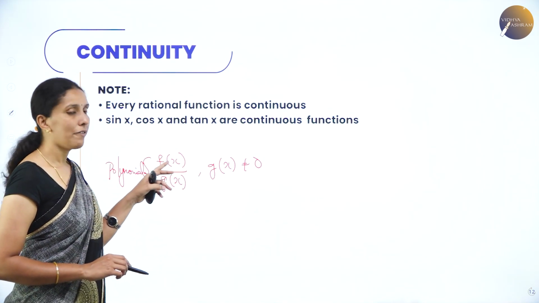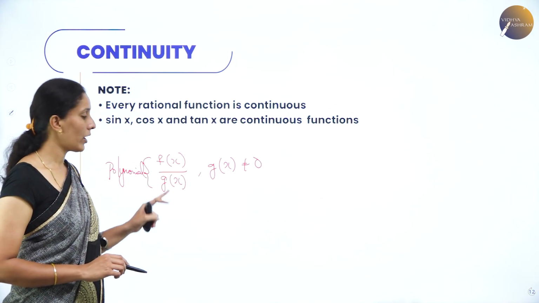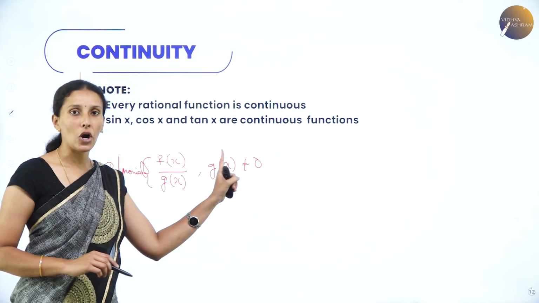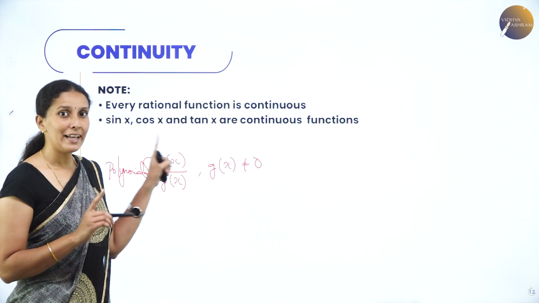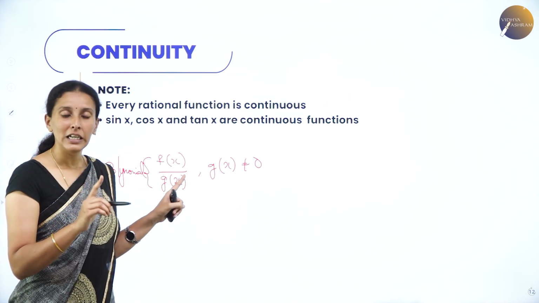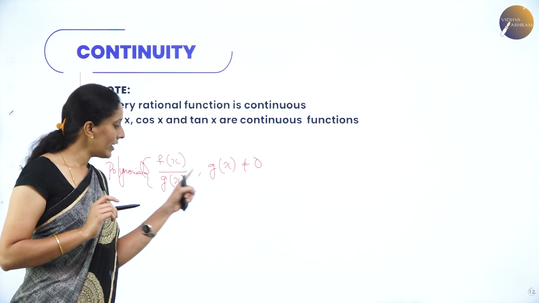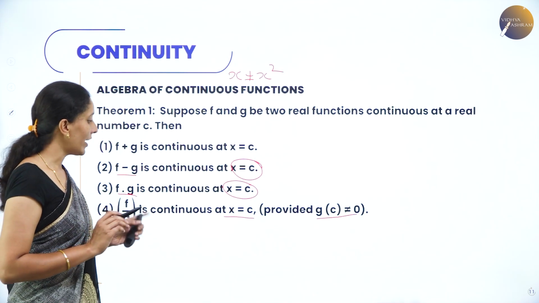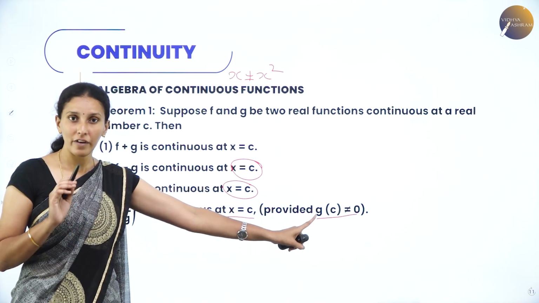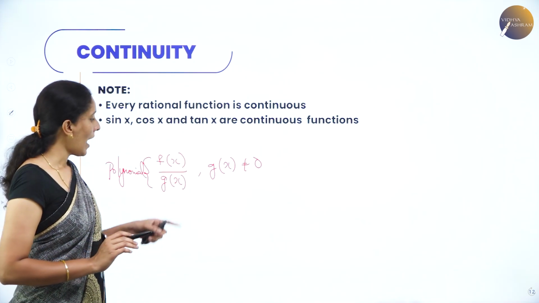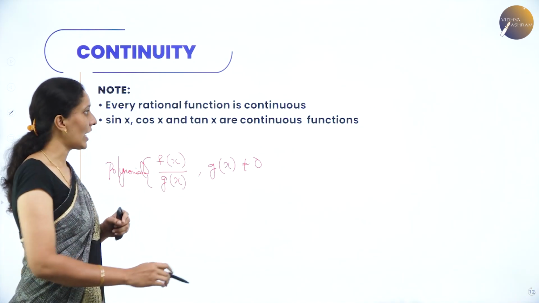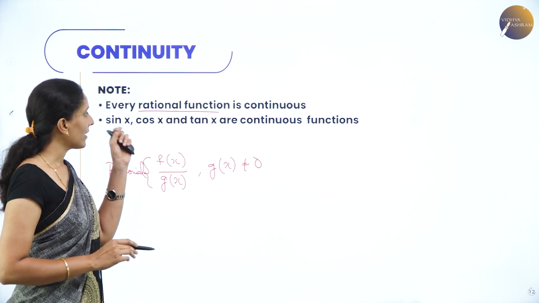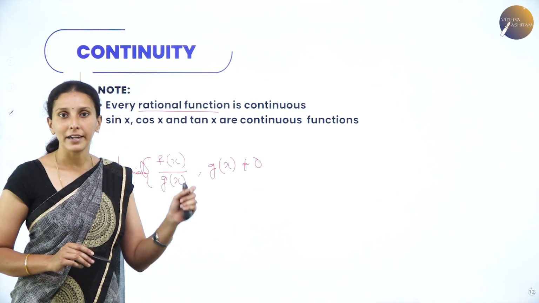A function in the form of f of x by g of x, where both f of x and g of x are polynomial functions and g of x is not equal to 0. We have already learned every polynomial function is continuous, and here the denominator is not equal to 0. So with the help of the algebra of continuous functions, whenever the denominator function is not equal to 0 and both are continuous, clearly we can say a rational function is continuous.